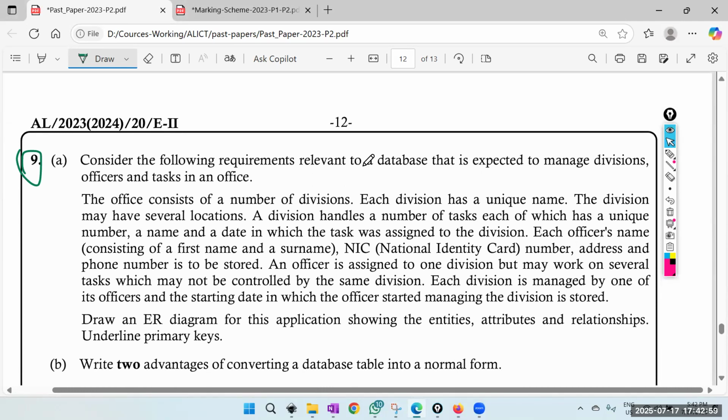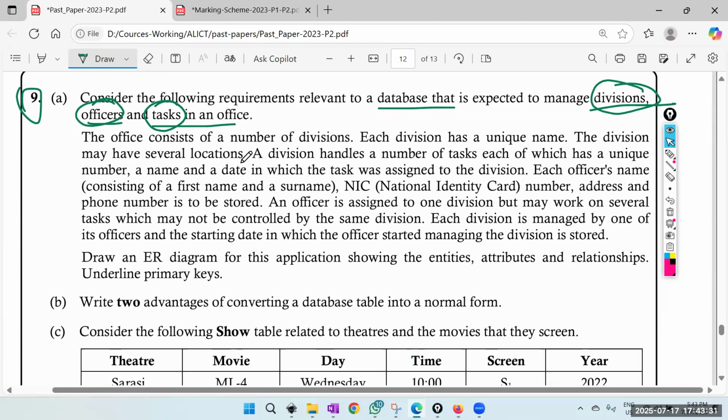Consider the following requirement relevant to databases that is expected to manage divisions, officers, and tasks in an office. So pay attention to the words: divisions, officers, tasks in an office. I'm not very sure about officers in the office. Officers and tasks, maybe. Yeah, let's read it.